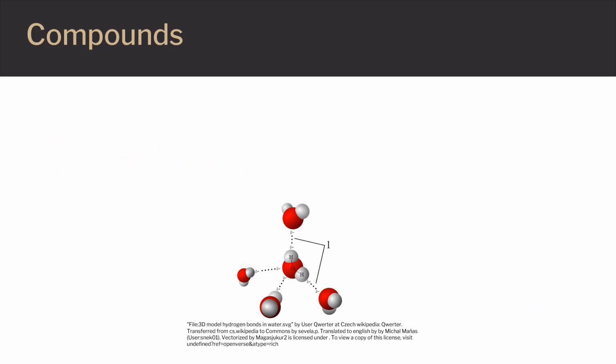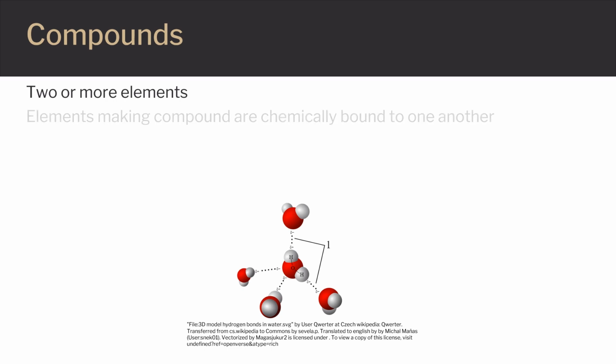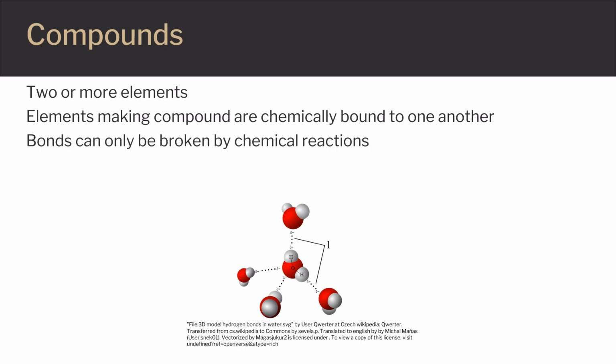What is a compound? A compound is a substance made up of two or more elements that are chemically bound together. Because there is a chemical bond, the elements cannot be physically separated from one another, but rather a chemical reaction needs to occur in order to break the bonds that make up a compound.